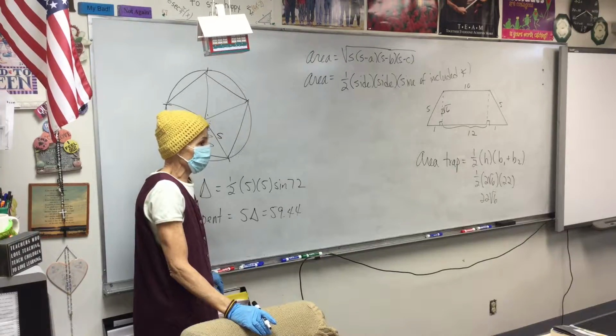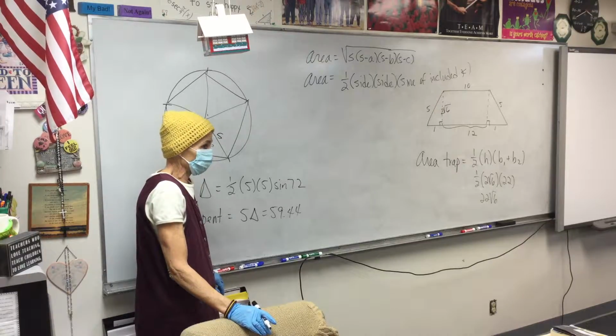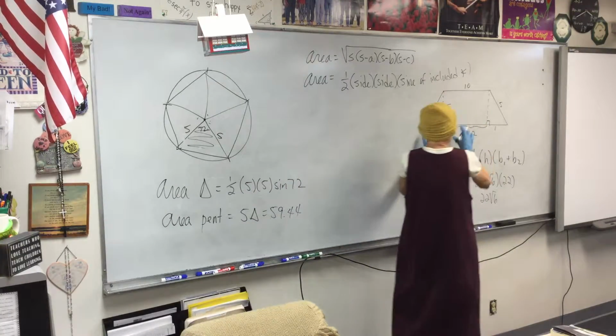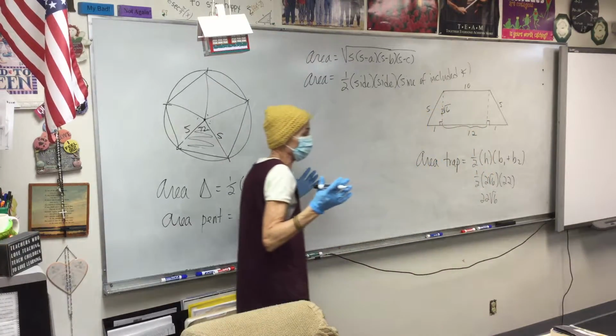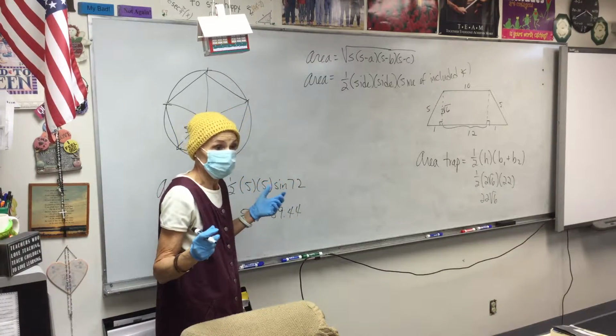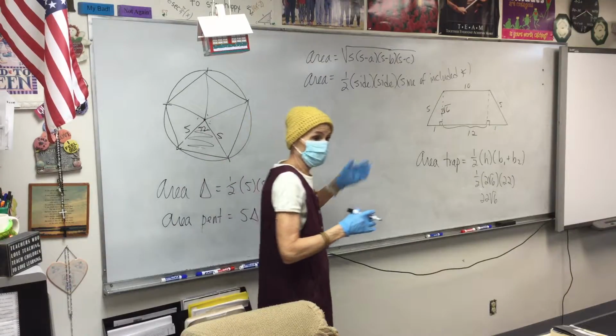Now, what are you going to do if you forgot your formula? You still can do this. You're still going to have all this figured out. But what are you going to do if you forgot your formula? How are you going to find the area of that trapezoid? Break it up. Yeah, and it's already broken up, right?